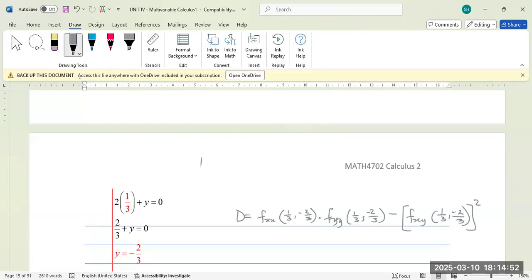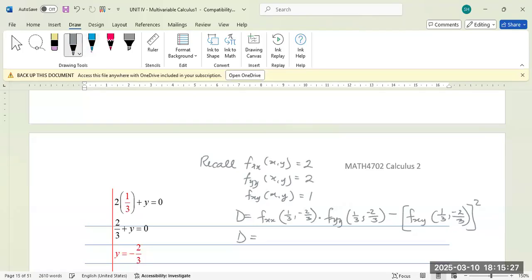Can you recall what f of xx was again, please? And f of yy? And f of xy? f of xx is 2, f of yy is 2, both of them 2, and f of xy is 1. Good.